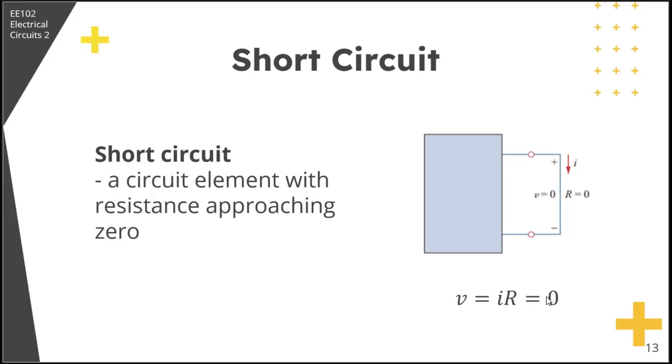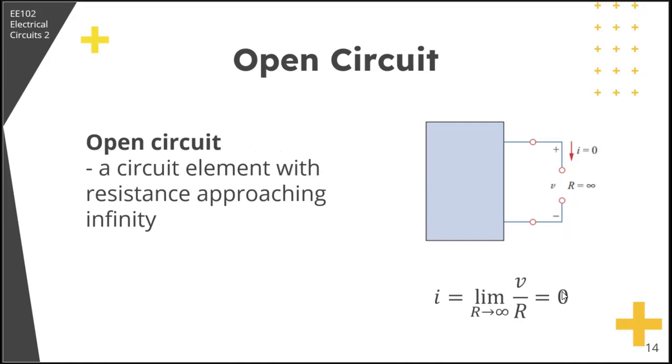Now, in practice, a short circuit is usually a connecting wire, assumed to be a perfect conductor. When we say perfect conductor, that is a conductor with zero resistance. The other end of the extreme is when the element has a resistance equal to infinity. That is a very big resistance value. So that element with a very big resistance value is known as an open circuit.